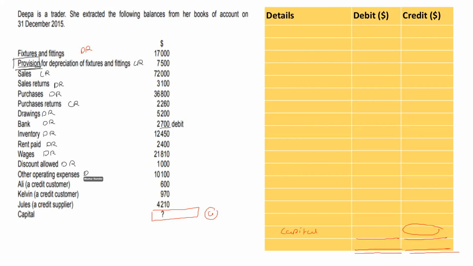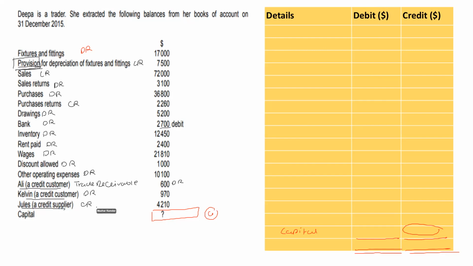Wages, debit. Discount allowed, expense, debit. Other operating expenses, debit. A credit customer. Customer is your trade receivable. Trade receivable means an amount that you still have to receive. Debit. Again, credit customer, amount yet to be received from someone. Debit, it is an asset. A credit supplier. A supplier is a person to whom you have to pay an amount. Credit.